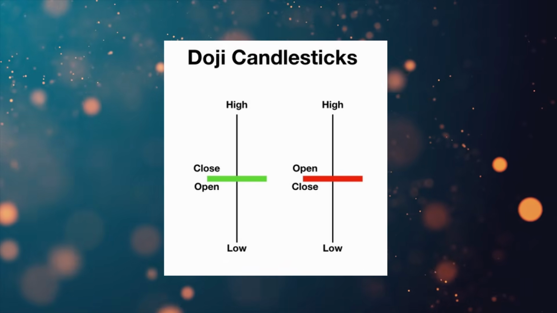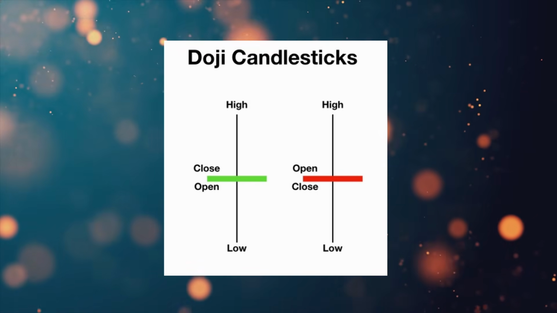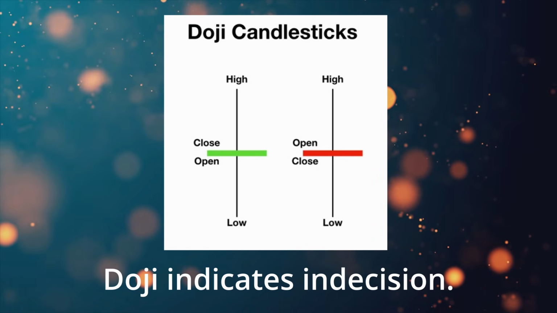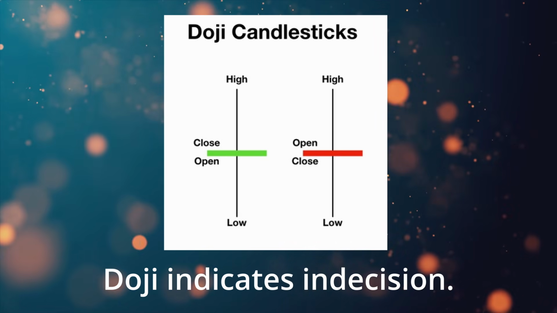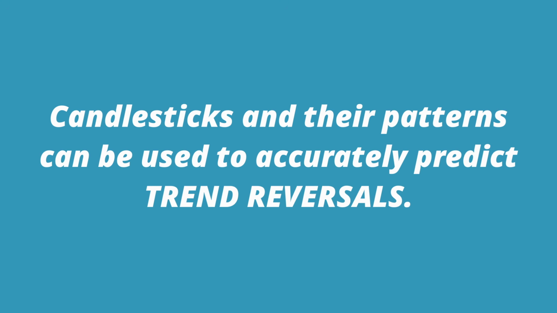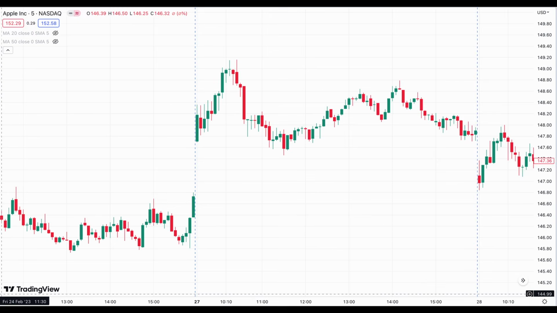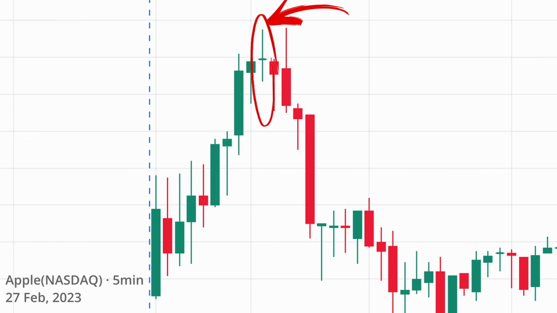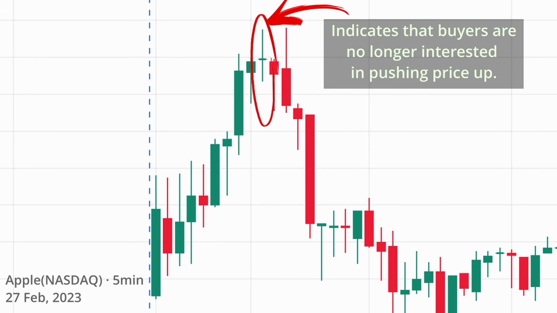Similarly, a doji, a candle with a small body in the middle and long wicks on both sides, tells us that there is a state of indecision in the market, and it might go either way or might not move much at all. Candlesticks and their formation patterns can be used to accurately predict trend reversals. For example, a doji candle after a sharp bullish trend is an indication that buyers are no longer interested in pushing the market further up, and sellers can get in control and bring the market down.